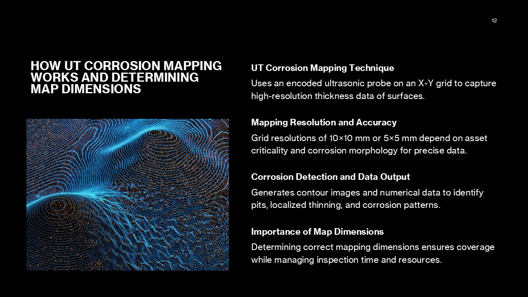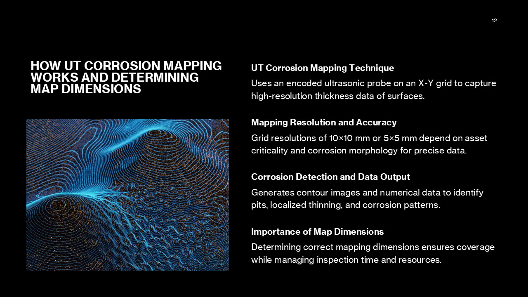The mapping area is determined by engineering evaluation of damage mechanisms, asset geometry, and inspection objectives. UT corrosion mapping generates detailed contour images and numerical datasets that identify pits, localized thinning, and corrosion patterns that cannot be detected using UT spot or UT scanning alone.